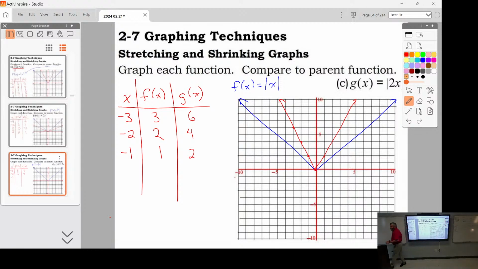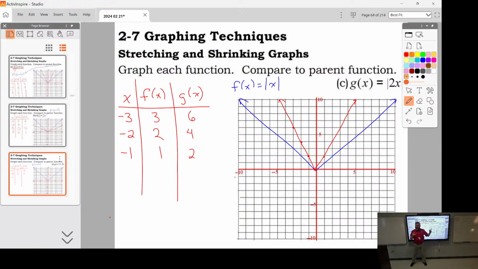Okay. How did this graph change compared to the parent function? Okay. What did the x change or the function changed? So it changed in the horizontal direction. It was here, it came in. So what happened to it? It's a horizontal compression. Okay? Because we changed the x value, it got smashed in. So it's a horizontal compression.